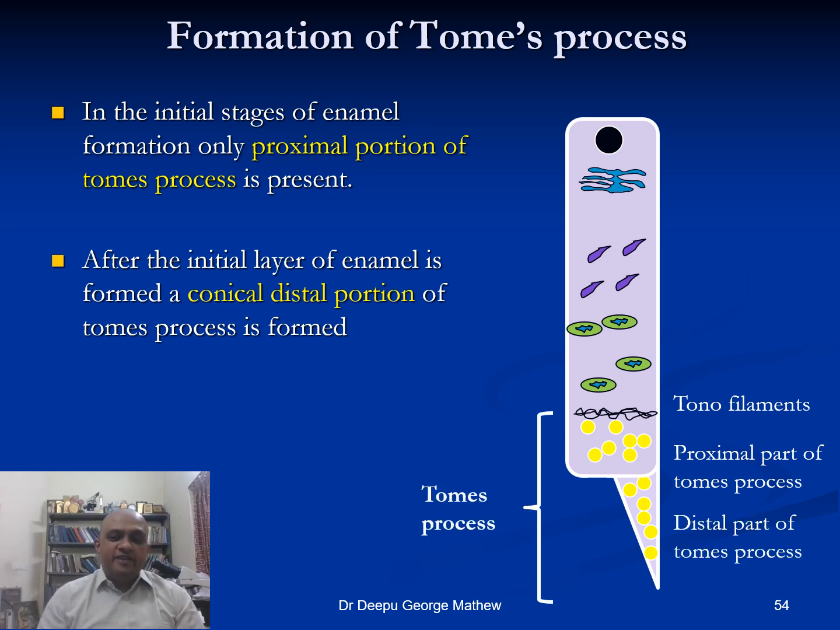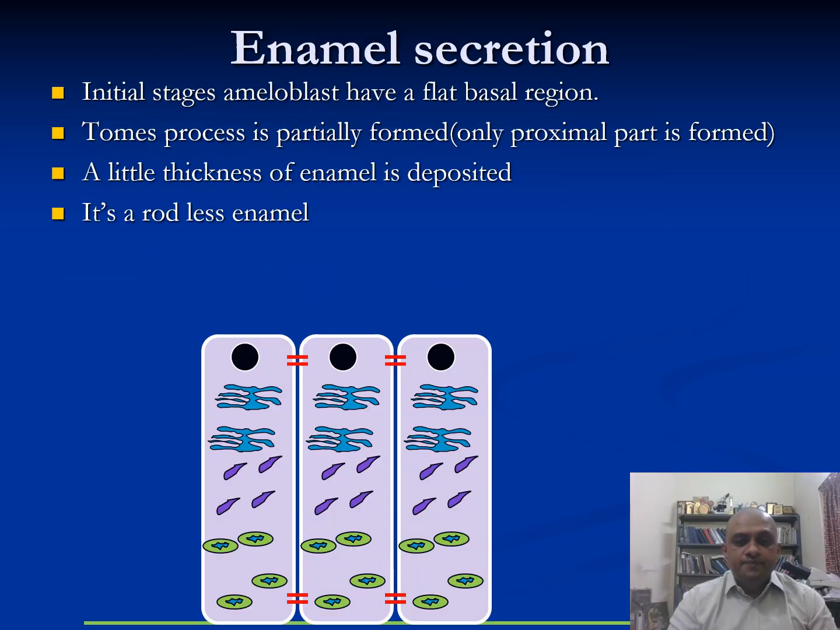So for the Tom's process, you have to remember that they are important for enamel matrix secretion. They are distal extensions of the ameloblast. There are two parts of the Tom's process. Initially what develops is the proximal part of the Tom's process, and later there is a conical extension that is known as the distal part of the Tom's process. So both the proximal and the distal part of the Tom's process together form the Tom's process.